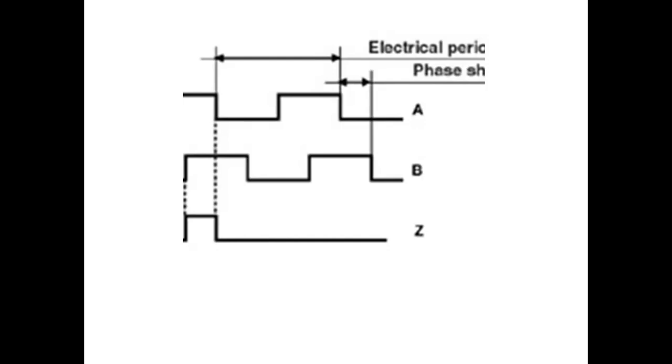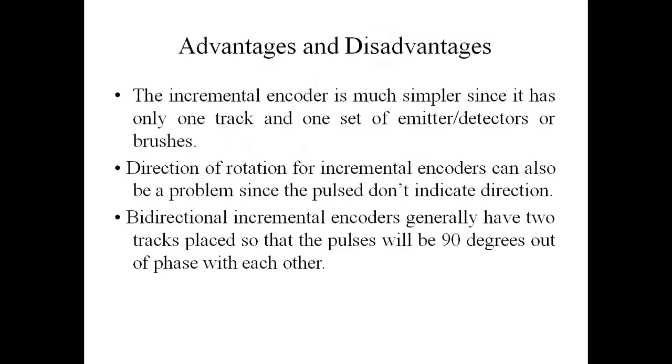To detect the amount of rotation from a certain input shaft position, the count in the counter is reset at the reference position, and the number of pulses from that position is added cumulatively by the counter. When talking about advantages and disadvantages, the incremental encoder is much simpler since it has only one track and one set of emitters, detectors or brushes.